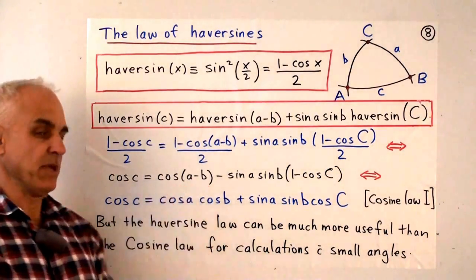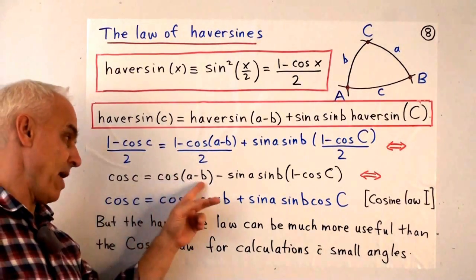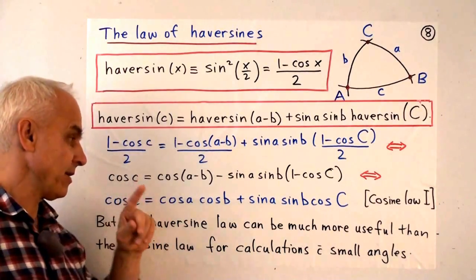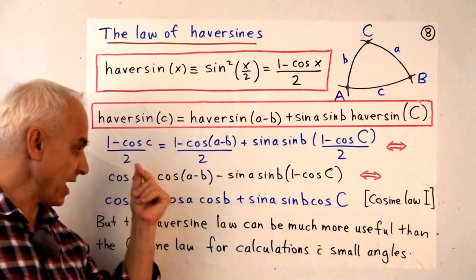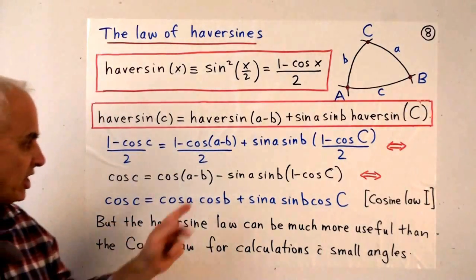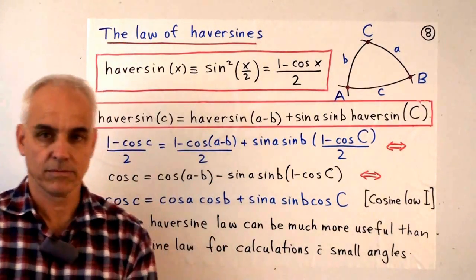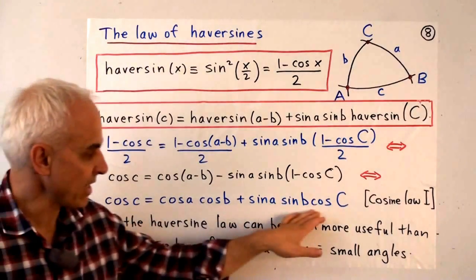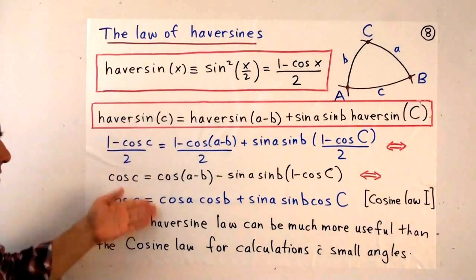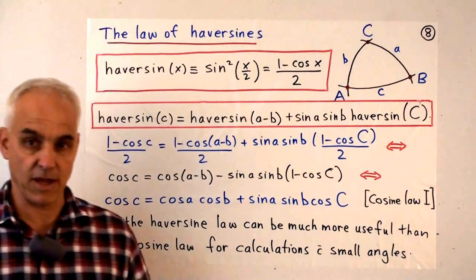Okay, what is cosine of a minus b? Well, it's a classical trigonometric formula that cosine of a minus b is cosine a times cosine b plus sine a times sine b. So that plus sine a sine b will cancel with that minus sine a sine b, and they'll be gone. And we'll just be left with plus sine a sine b cosine capital C. And this we recognize as the cosine law. So this is just a rewriting of the cosine law. You can see they're pretty well equivalent. Just a few steps to go from one to the other.